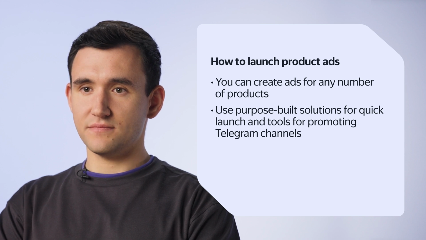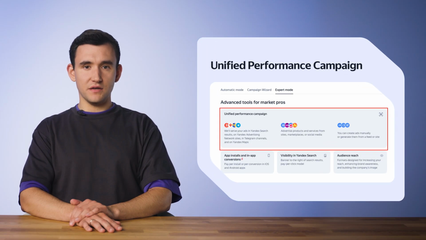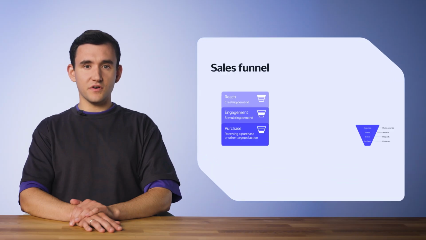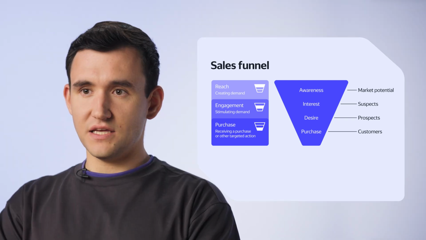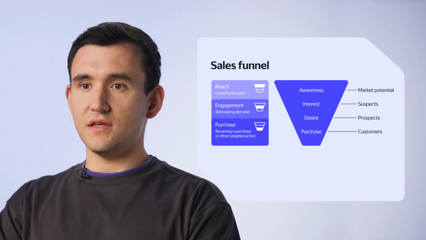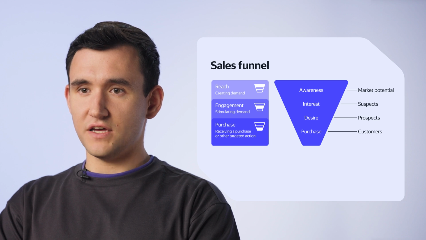In Unified Performance Campaign, you can run ad campaigns to meet different goals ranging from reach to performance. What does it include? Let's think back to the classic sales funnel. The top of the funnel is awareness, where potential customers are introduced to a brand or product. The next stage is interest, then desire to buy a product, and finally the purchase. The top of the funnel stage is where display campaigns work. They're also known as reach campaigns.